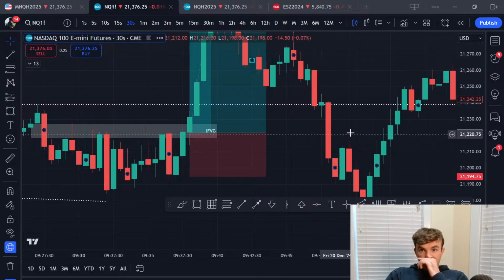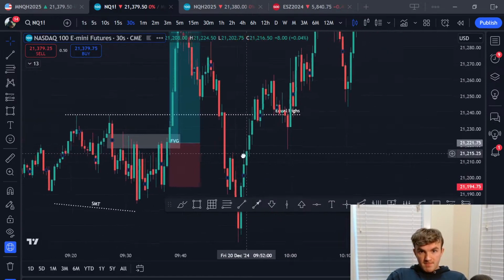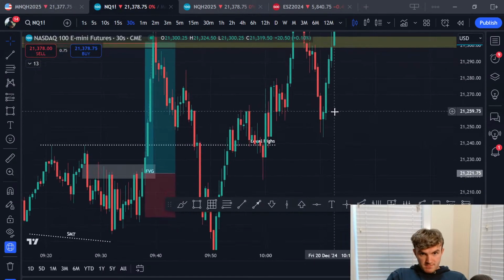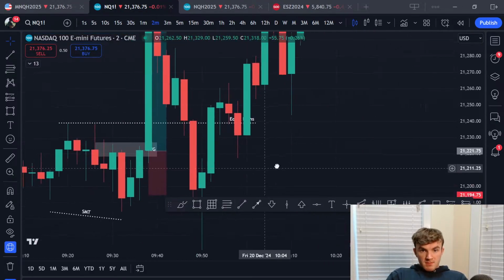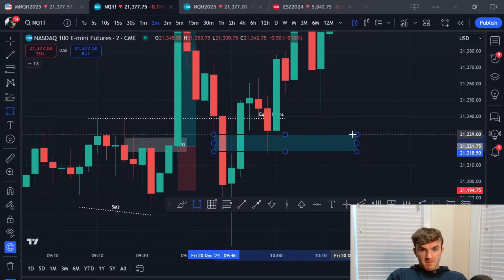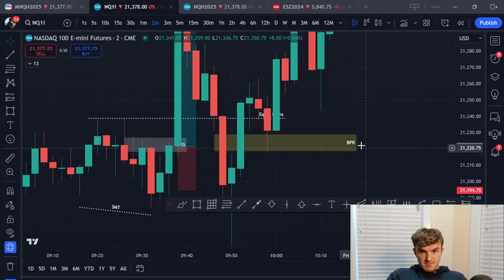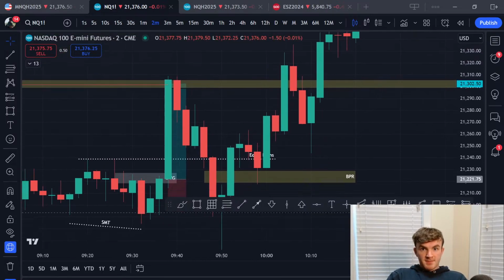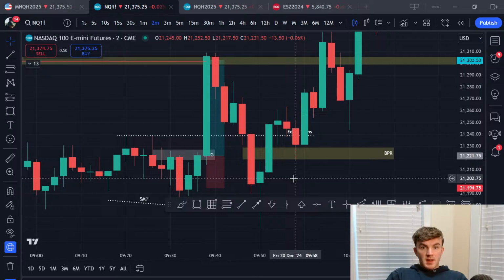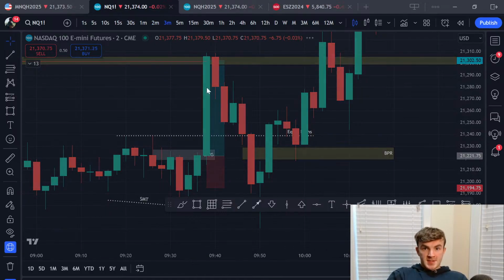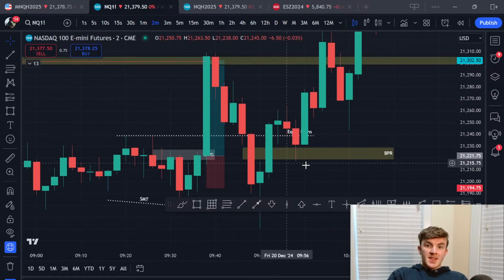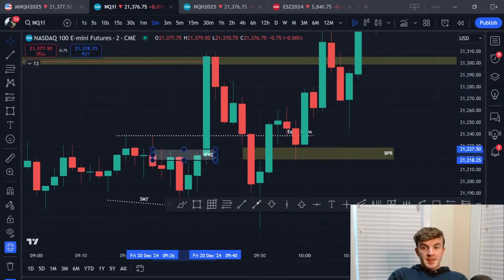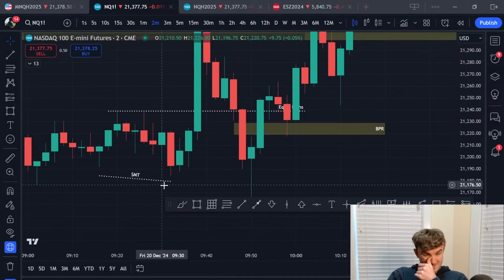I'm not seeing anything either. See, this BPR held. That held nicely. So with BPRs, one thing to consider is a lot of time you want to see a BPR fail first, like this one failed, this 3-minute failed, and then get a new one created, and then take that one. A lot of time when that happens, the BPRs are a little better.